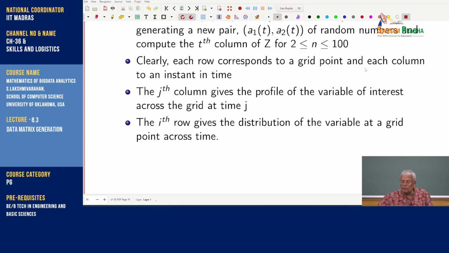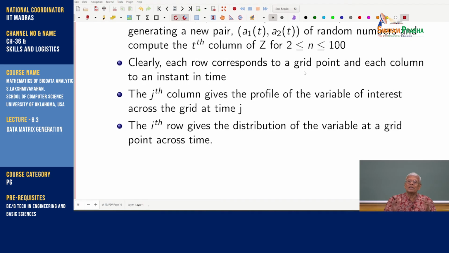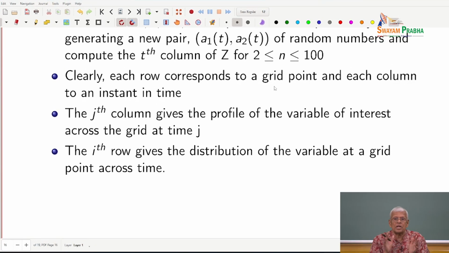Clearly, each row represents the grid point, and each column represents an instant in time. So look at this now. What is an attribute? What is an object? There is no hard and fast rule. It is only limited by imagination. So the definition of the matrix X has lots of flexibility, and it is to understand this flexibility that I am giving examples from various domains of applications.